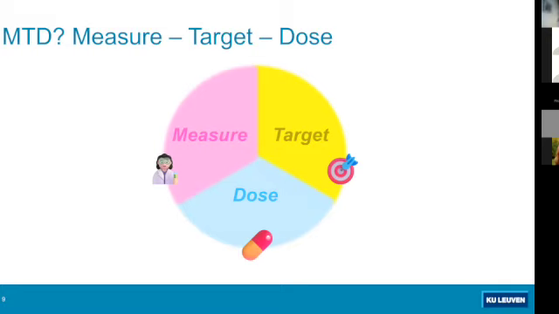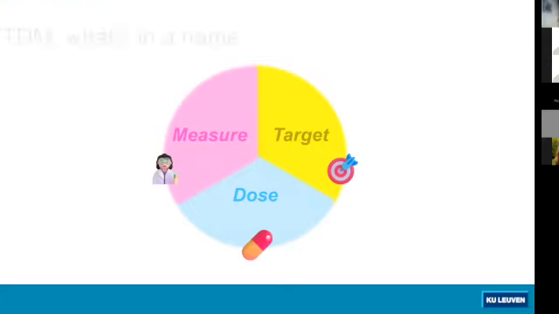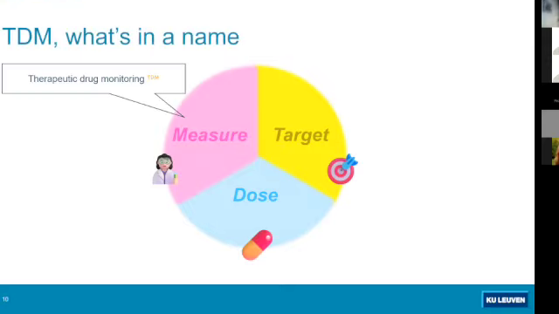at least in order to achieve or maintain the target exposure. I think that's TDM, measuring, targeting, and then dosing in order to reach the target. And we talk about TDM, and TDM is actually a very old term dating back to a time when the real challenge was to measure these concentrations. So TDM, therefore, today maybe sounds a little bit passive in the sense that it's really just about measuring, monitoring, and it's not about dose optimization.